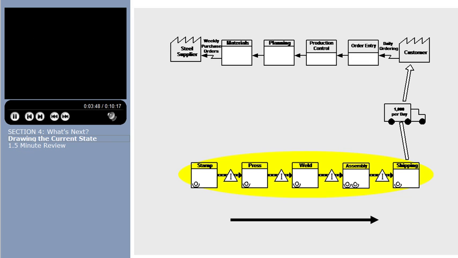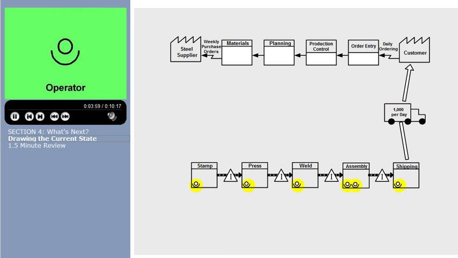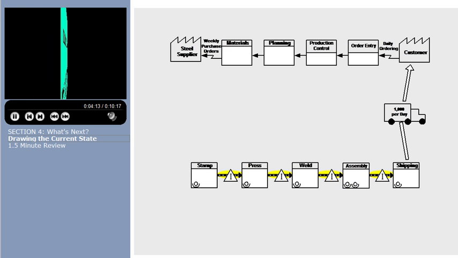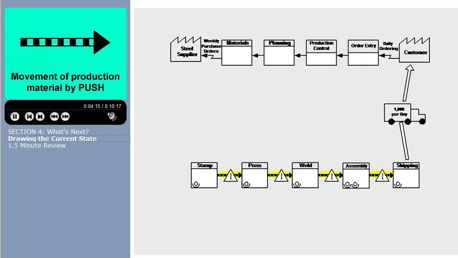From left to right, we have the various manufacturing processes: stamp, press, weld, assembly, and shipping. The operators for each process are represented by this icon, implying that a person is being viewed from above. Each operation has one person, except for assembly, where we see 2 people are needed. The arrow in this case is a material icon representing movement of production material by push. This means material that is produced and moved forward before the next process needs it. This is usually based on a schedule.